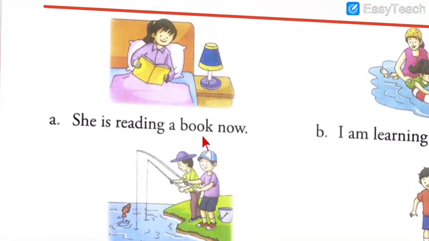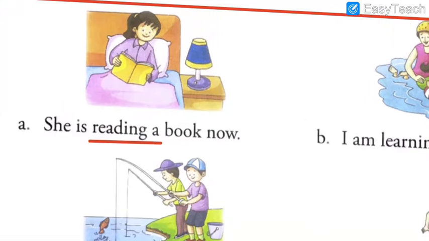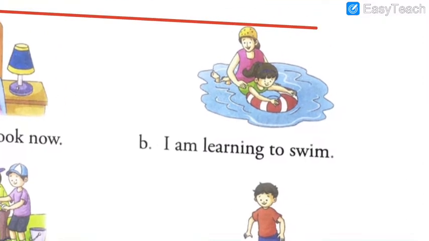She is reading a book. What is she doing? What is this girl doing? Reading. What she is reading is not asked here. Here they have asked us to underline the action. Action is reading. Picture B. I am learning to swim. What is she doing? Swimming? No. She is learning to swim. So learning here is the main action.